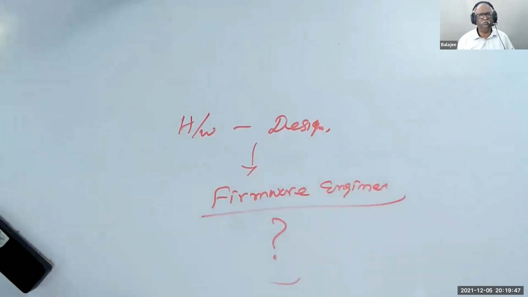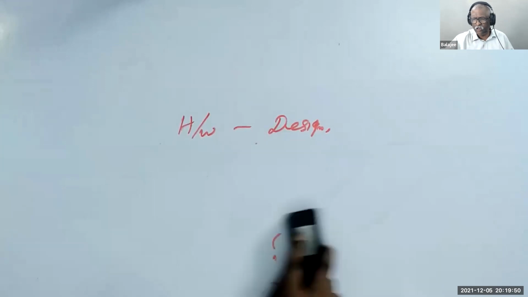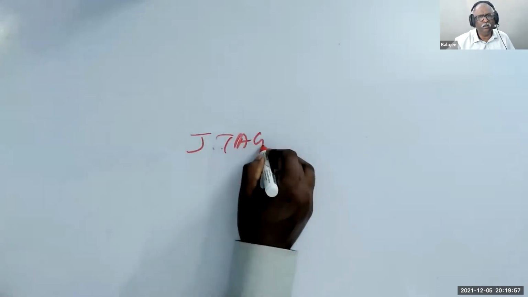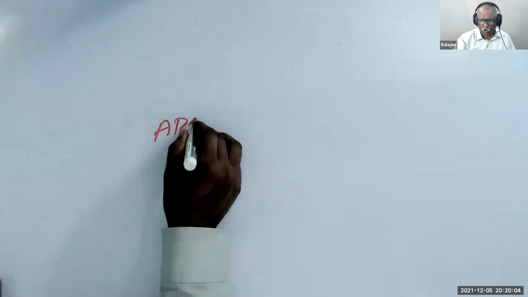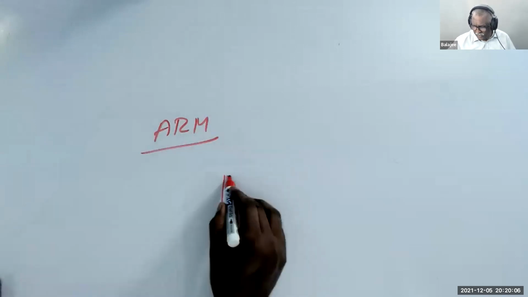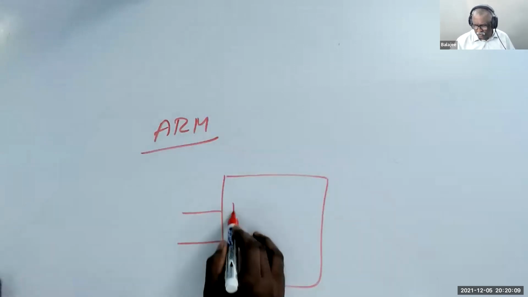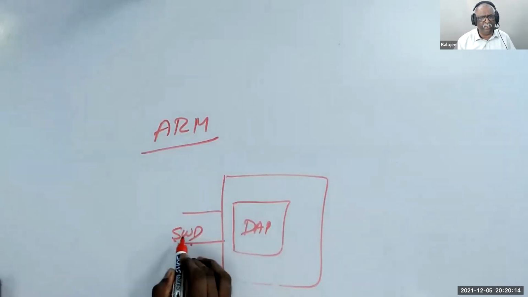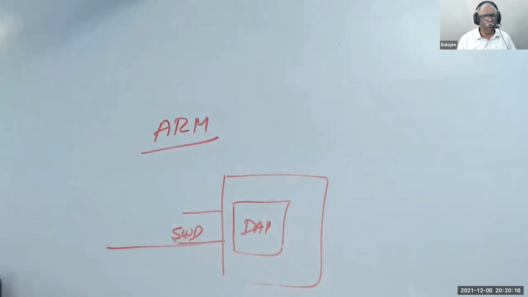How do you debug? These are the tricks. One is JTAG, but you know that JTAG is quite expensive. So what did your ARM people do to make debugging easier? They added one more interface for the debug access point. It's called serial wire debug, single wire debug, only one wire. I am able to send and receive back.